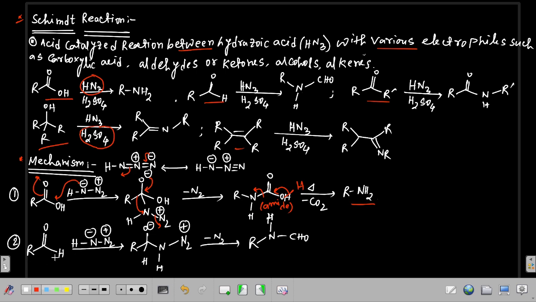Now in case of aldehyde, this minus charge will attack on the carbonyl carbon, and it leads to the formation of O minus. Next step, this minus will come here, and the R bond will shift from carbon to the nitrogen, and there will be removal of nitrogen gas, and so it will form a carbamide.